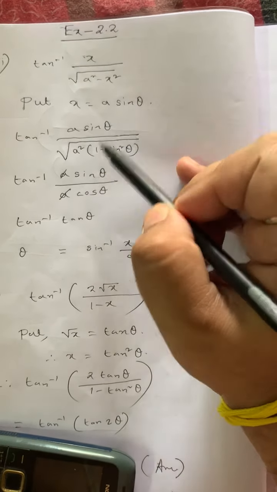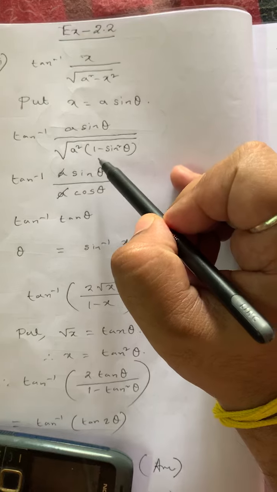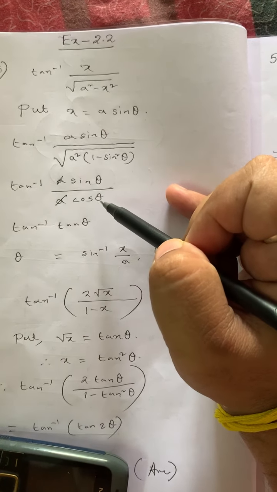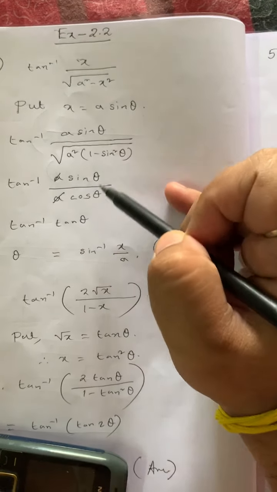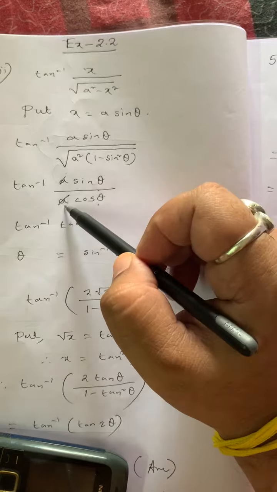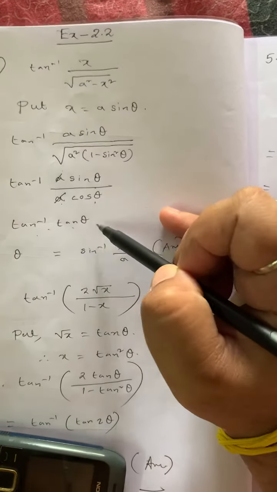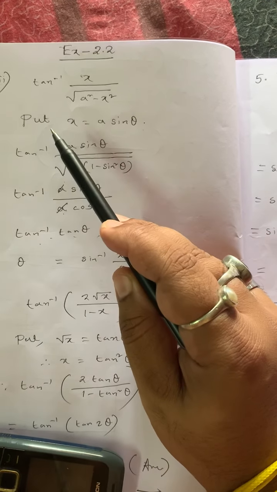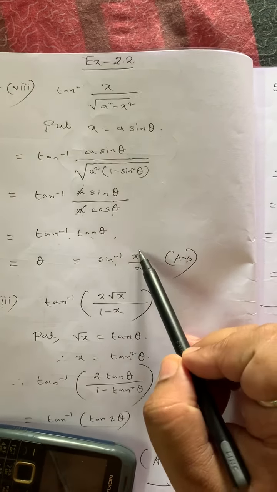If we take a square common, it will become a square bracket 1 minus sine square theta. In place of 1 minus sine square theta, we will get cos square theta. Under root over a square cos square theta will give you a cos theta, and in the numerator we have a sine theta. So a will get cancelled. So it's tan inverse tan theta, which will give you theta. And then finally, please substitute the value of theta, that is sine inverse of x by a.